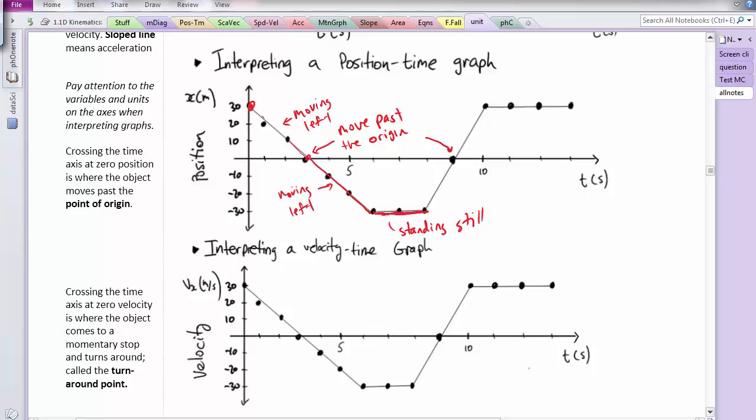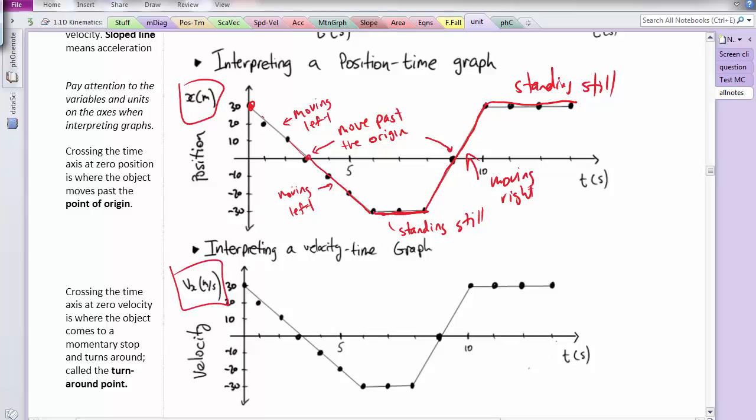And then here we are moving towards the origin. So we're moving right, and then we move past the origin and keep on moving right. So here, we are moving right. And then here, again, we are standing still.